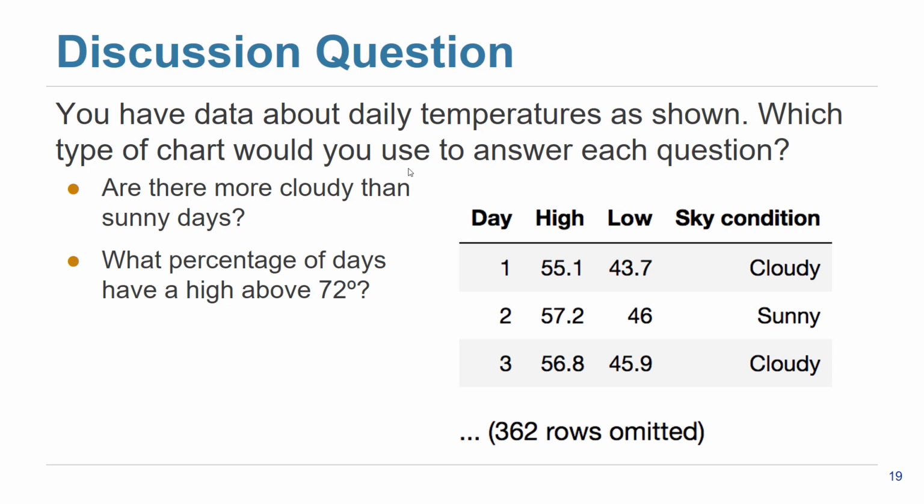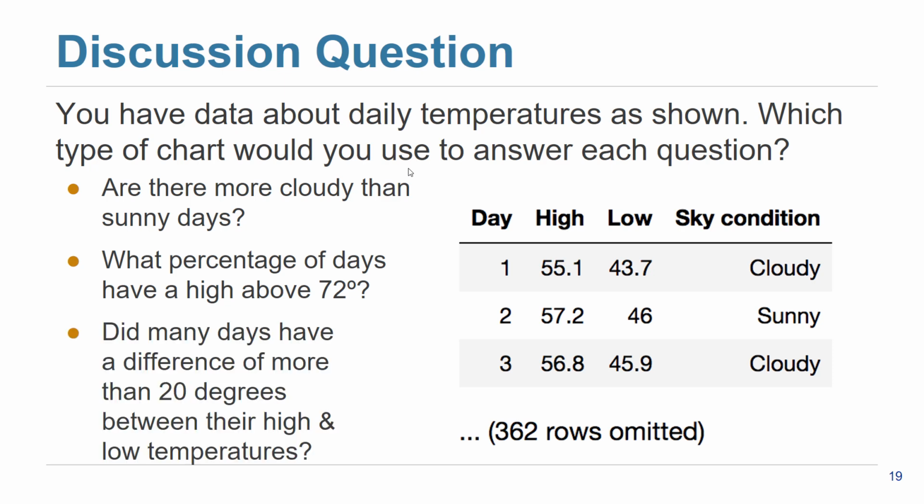Now, when we do that, what will be on the y-axis? The density, right? But the area of each bar will give us the percentage that we need. So the histogram is correct, but I want you really to think about the details. Any question about that? Okay. Now the third and last one. Did many days have a difference of more than 20 degrees between their high and low temperatures?